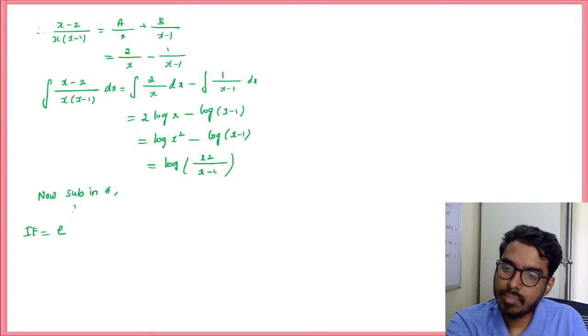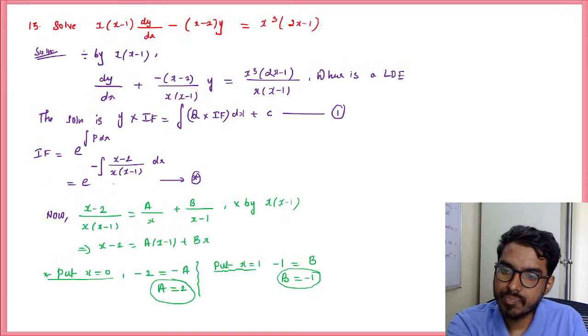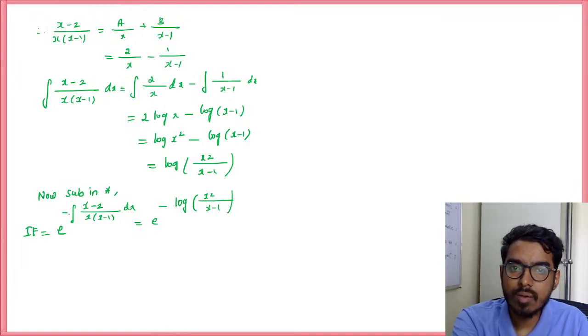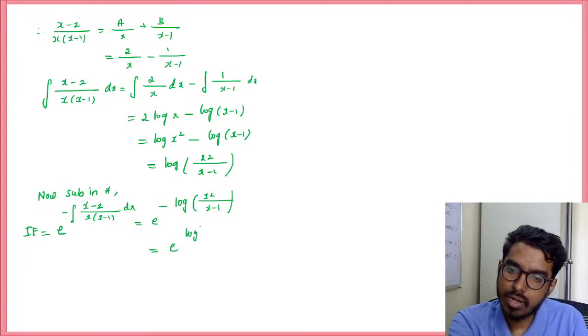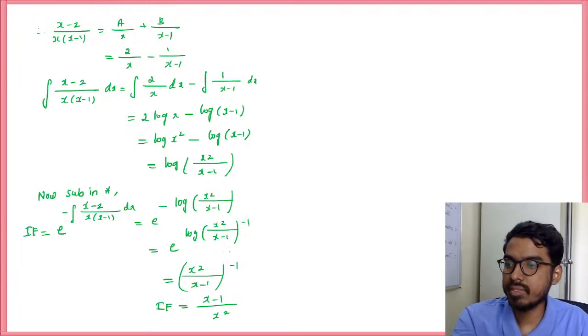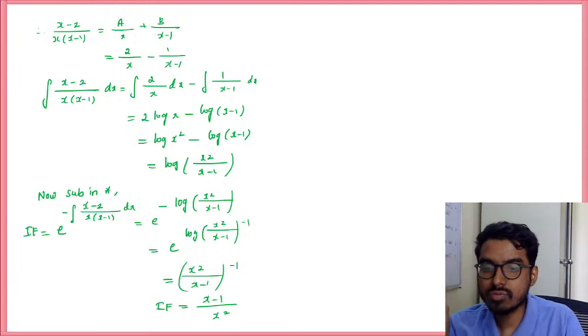The integrating factor is e power integration of minus (x minus 2) by x into (x minus 1) dx. So this entire value is minus log of x square by (x minus 1), right? That is, we have minus common. This I can write as e power log of (x square by (x minus 1)) whole power minus 1. So e power log f of x is f of x. So therefore, this will be (x square by (x minus 1)) whole power minus 1. So (x minus 1) by x square is your integrating factor.